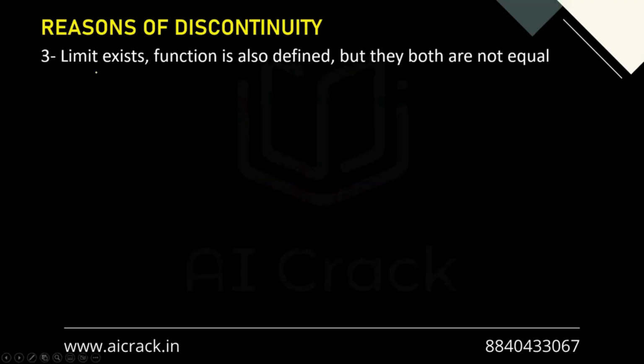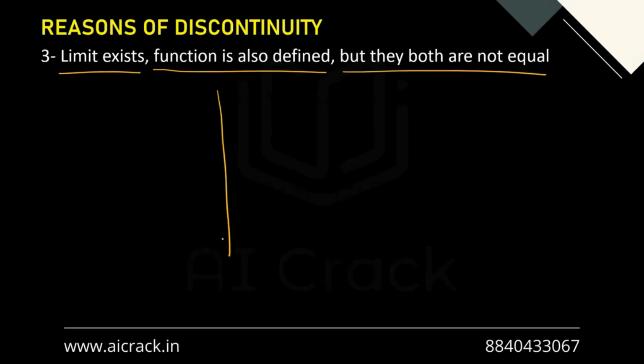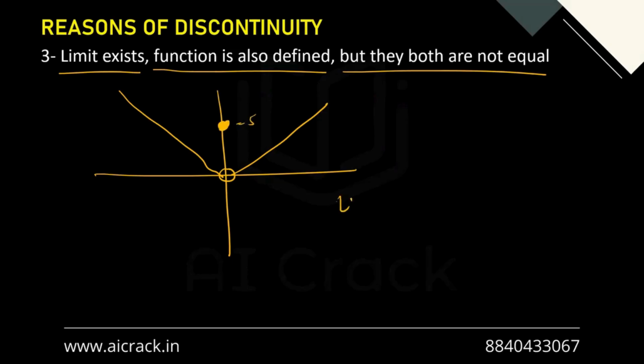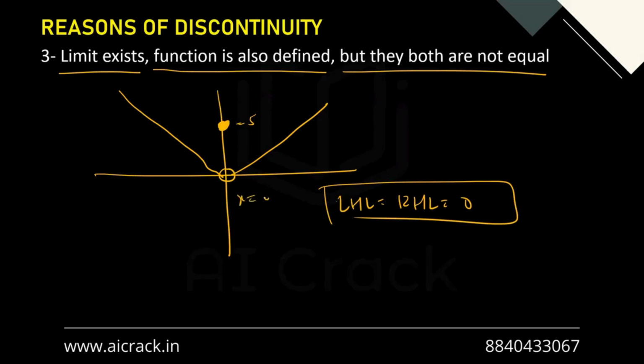Now the third case is limit exists, function is also defined but they are not equal. So we can take again a similar case. Let's say we have again a modulus type of function, open circle over here but the function is defined over here. Let's say this value equals 5. Now LHL equals RHL equals 0 for x equals 0. Both limits are 0 but the function value is 5 over here. Function is defined but defined somewhere else. So in that case the limit is not equal to f of 0. So that's why function is discontinuous. So these are the three reasons of discontinuities.